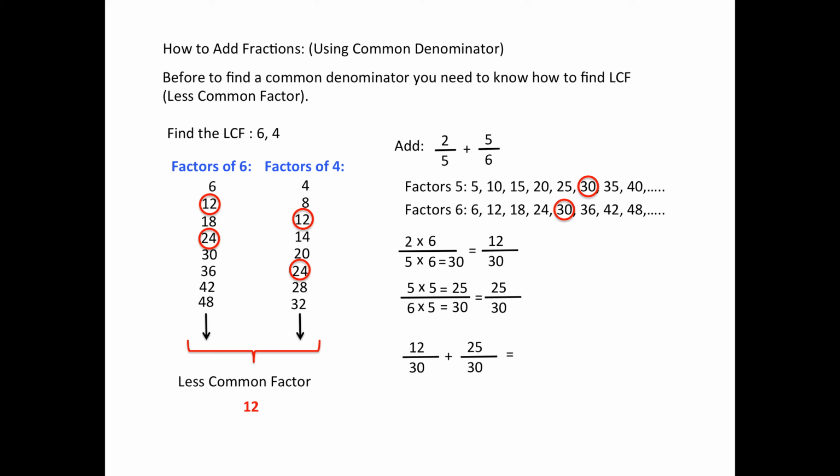What are you doing now? You add the numerators, and the answer is 37 divided by 30. This is another way to add fractions. We're going to do another example. In this case, I have 3 fractions. I'm going to add the 3 fractions.